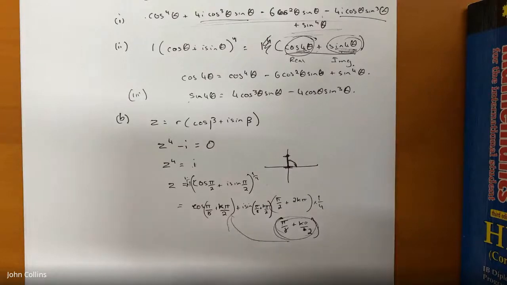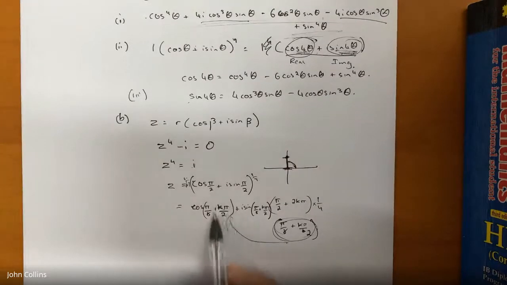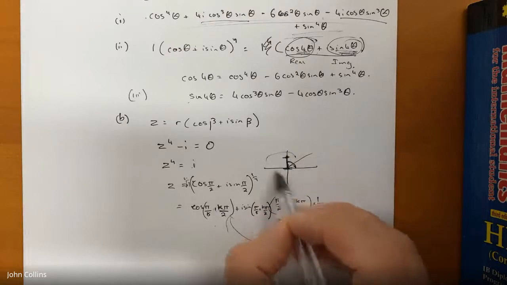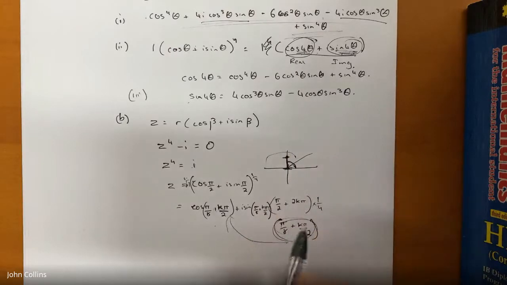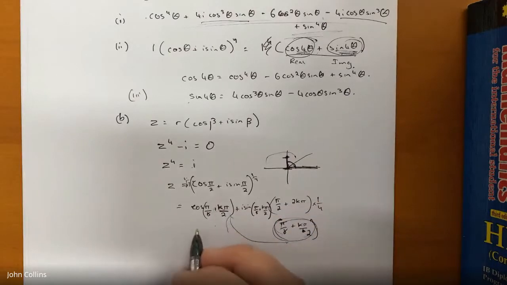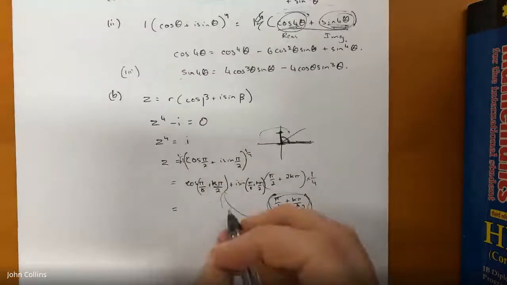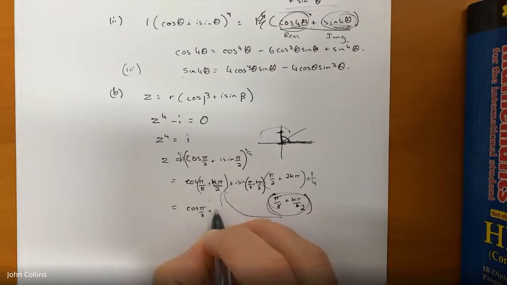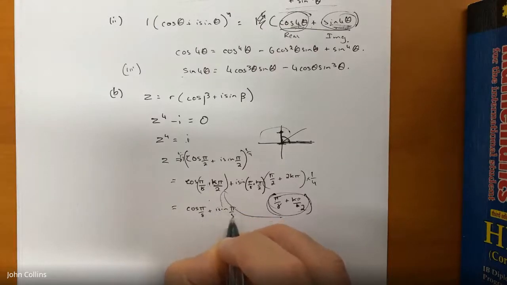So the smallest positive argument must be where k is 0. That'll be the first one, the smallest angle. After that, it's going to go further and further away from the positive real axis. So when k is 0, it's just pi over 8, isn't it? Theta must be pi over 8. So it's cos pi over 8 plus i sine pi over 8, if you want to do it out fully, and pi over 8, as Sean says.